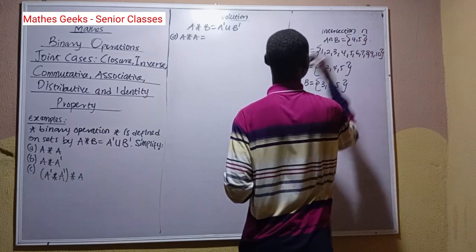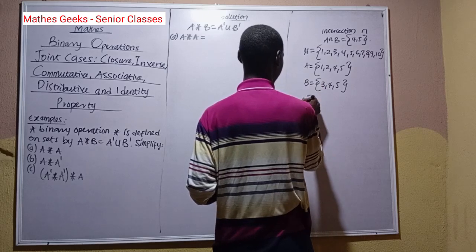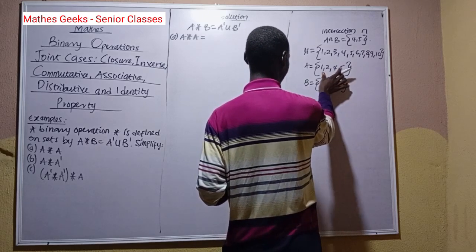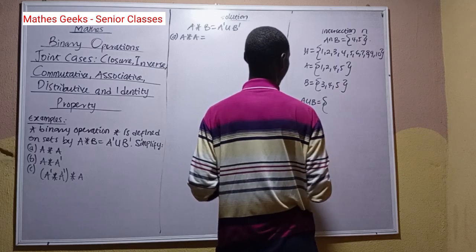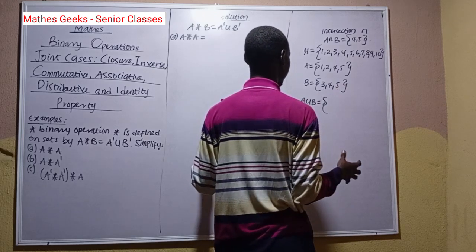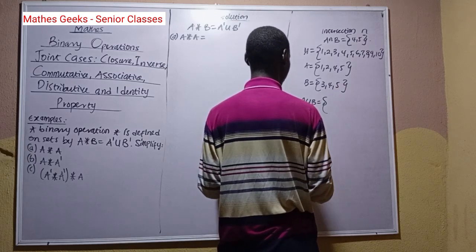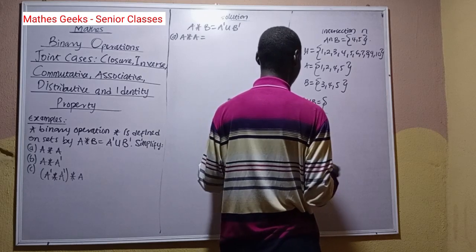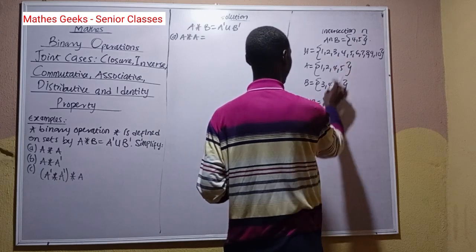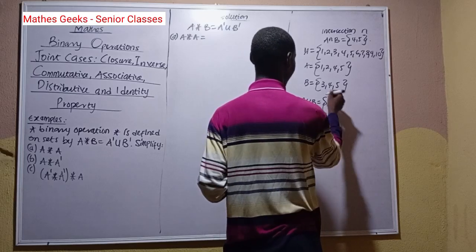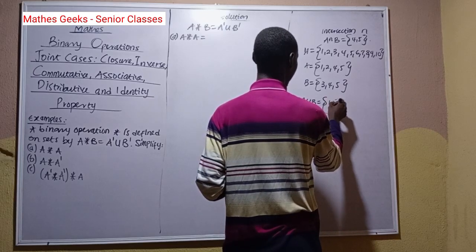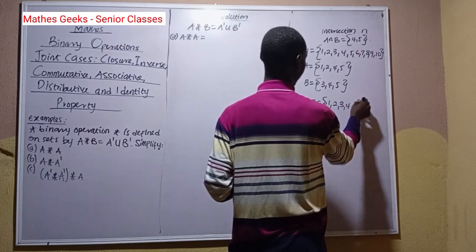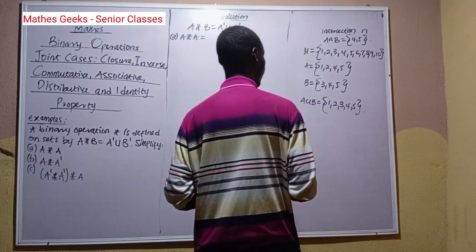But A union B is different. A union B means what is in A as well as in B. That means we're looking at bringing the elements in set A and in set B, or in both of them, together. So A union B means we are bringing two sets together, adding up the elements. So that would be 1, 2, 3, 4, 5. So this is A union B.